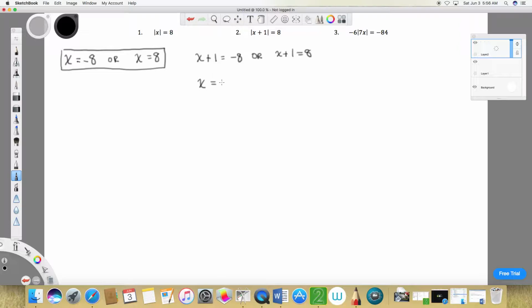Subtract 1 from each side. Subtract 1 from each side. You have your two solutions.